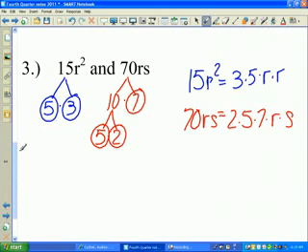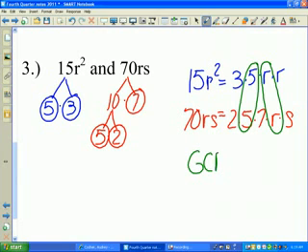So now, what do they have in common? They have one 5 in common, and they have one R in common. So the greatest common factor is not going to be 5 times 5, because there is only one set of 5's that we circled that they have in common. And there's only one set of R's that they have in common. Okay, do you see where it's coming from?